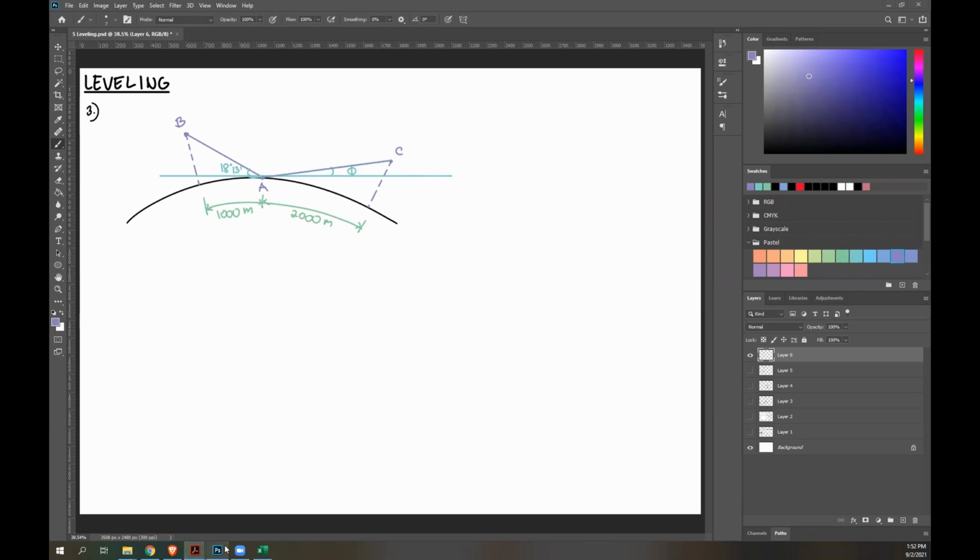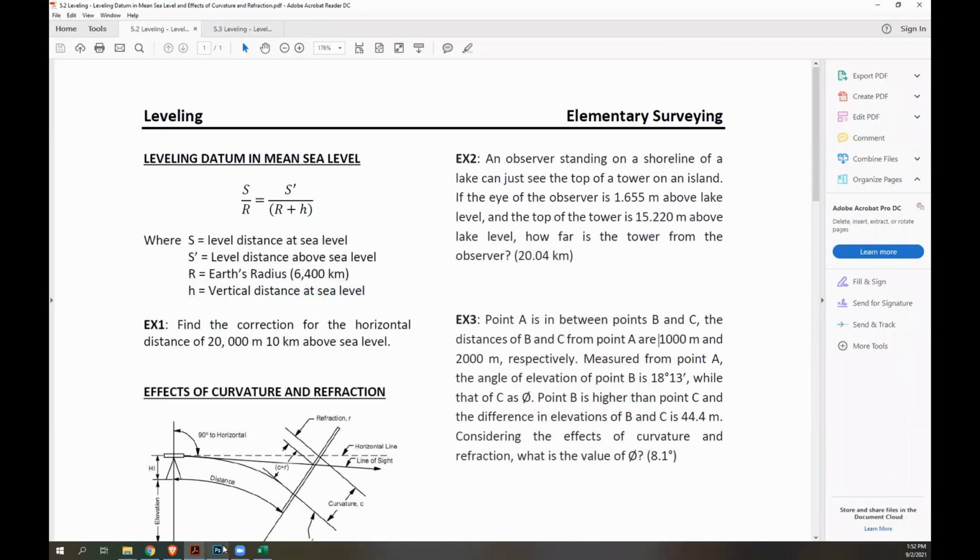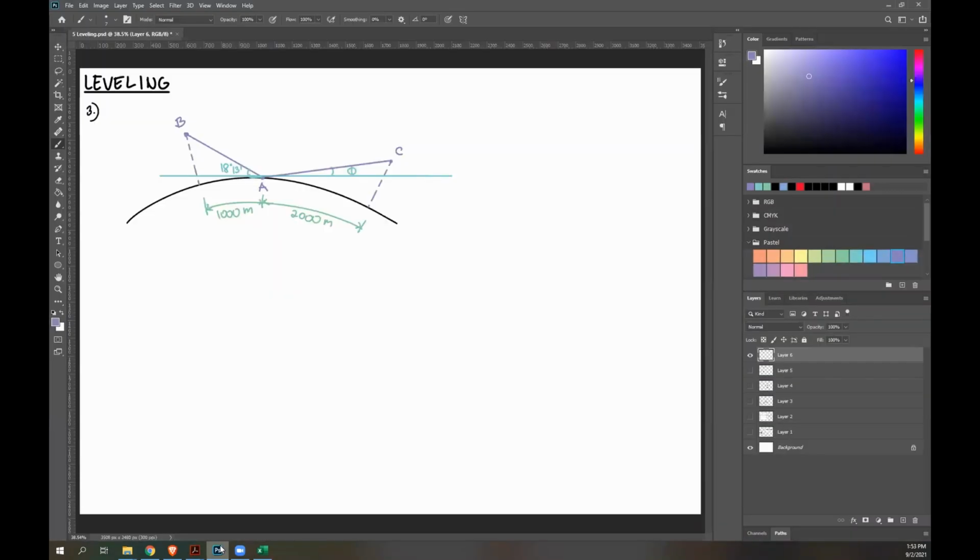So we're looking for phi. And then there's also this difference in elevation, 44. So B is 44.4 meters higher than C. Again, these measurements are taken along our distances or along our Earth's surface. So let's do this.